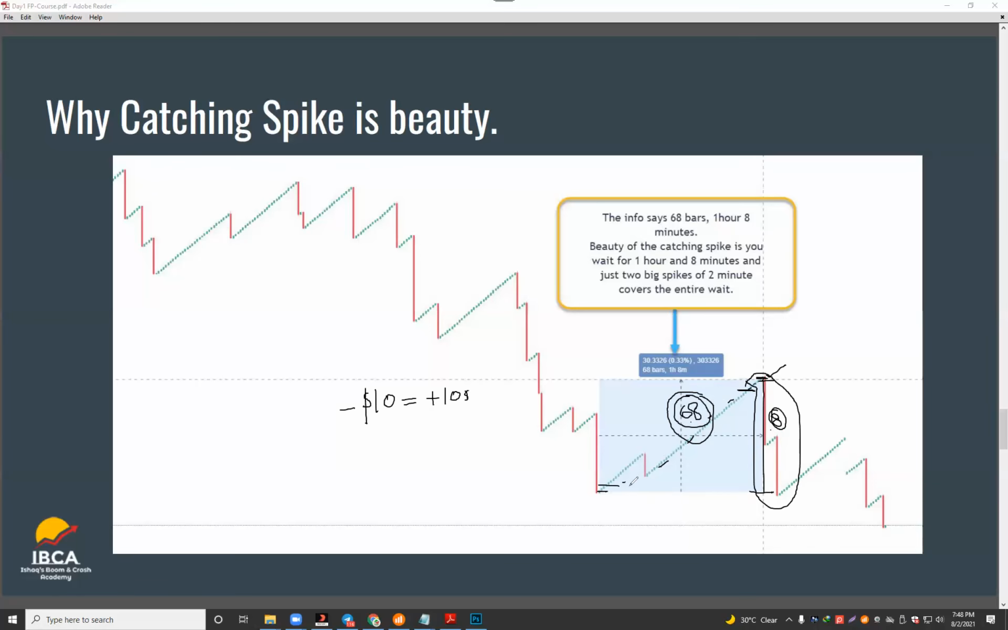So tell me, which is better: buying from here and waiting 68 minutes, or identifying the level here, waiting 8 minutes and getting the 68-minute profit within those 8 minutes? 8 minutes is much better, right? 8 minutes is much better.